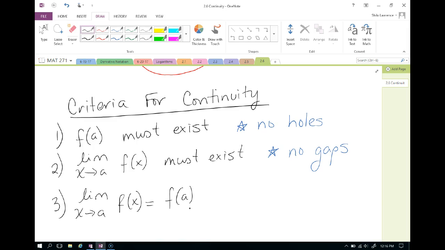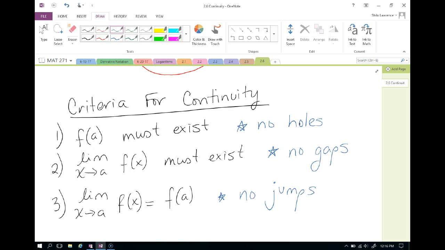And what this looks like on a graph is we're not going to have any jumps. And I've got a graph I can show you that's got all three of these on there. I can show you exactly what the holes look like and what the gaps look like and what the jumps look like. So we can pinpoint all three of these different little anomalies that would create discontinuities in our function.